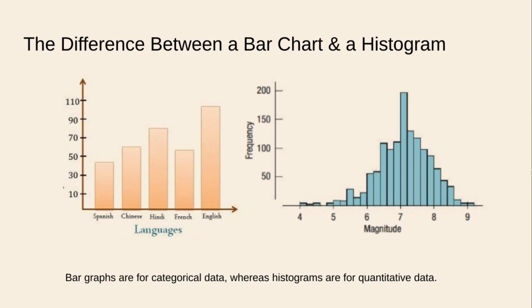Well, what's the difference between a bar chart and a histogram? Well, simply put, bar graphs are for categorical data, like languages, for example, whereas histograms are for quantitative data. So if you see a quantitative variable like magnitude of an earthquake that caused a tsunami on the x-axis, then you are dealing with a histogram.